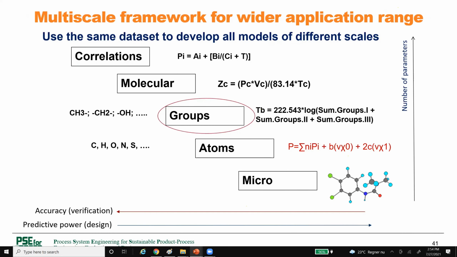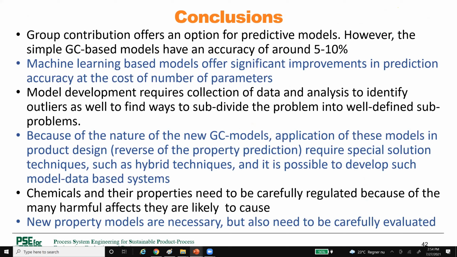And then let me conclude by saying that group contribution offers an option for predictive models. However, the simple GC model have an accuracy of around 5 to 10%. If we need more accuracy, we have to go for machine learning, but we have to pay in terms of computational time and resources. I get the feeling that machine learning models are for machines, not for humans. Model development requires collection of data and analysis to identify outliers, as well as to find ways to subdivide the problem into well-defined subproblems.